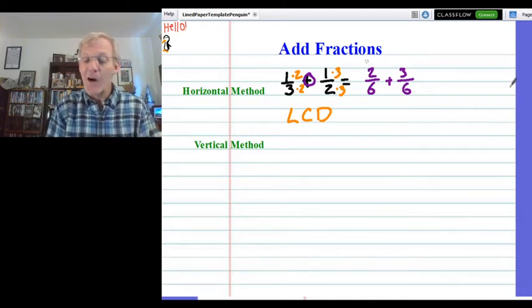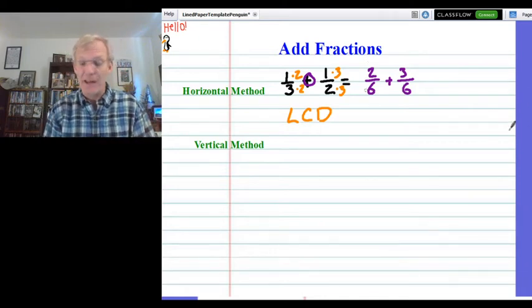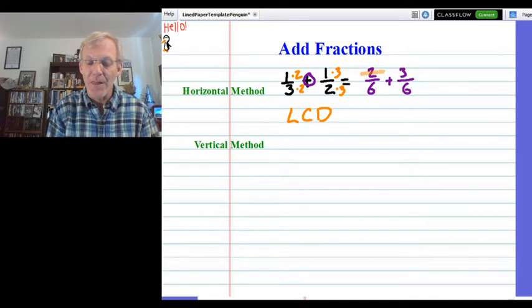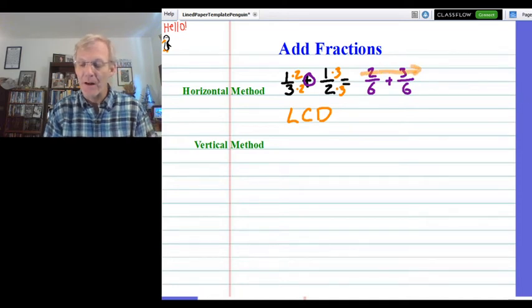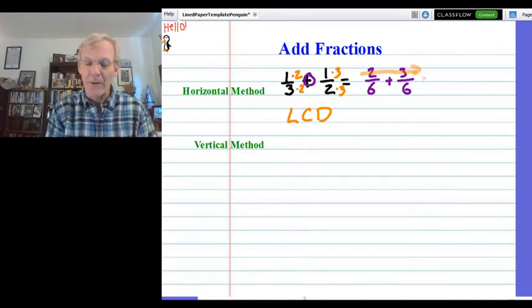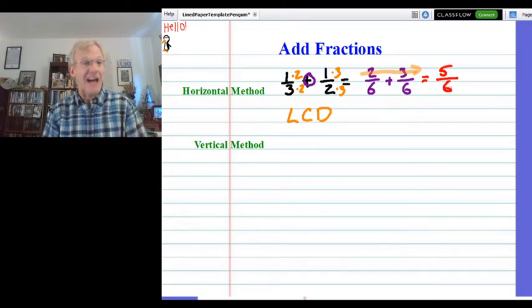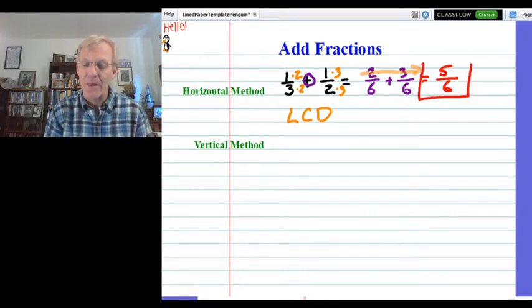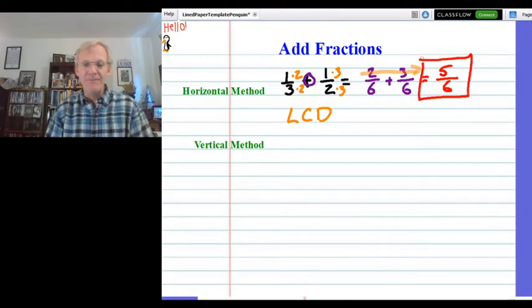So now the denominators stay the same, right? So what are we going to do here? All we're going to do is add the numerators right there. So what we end up with is 2 plus 3 is 5, and the denominator remains the same. It's common, right? It's 6. There are 2 parts out of 6 plus 3 parts out of 6. Now we have 5 parts out of 6. Okay? So there's our final answer.